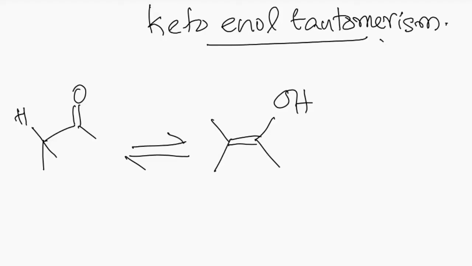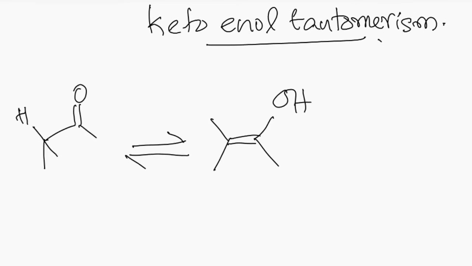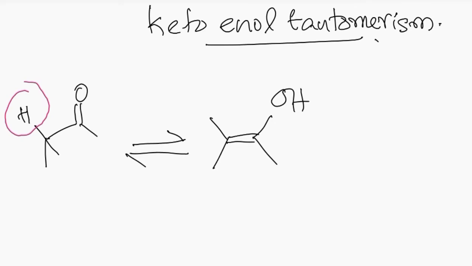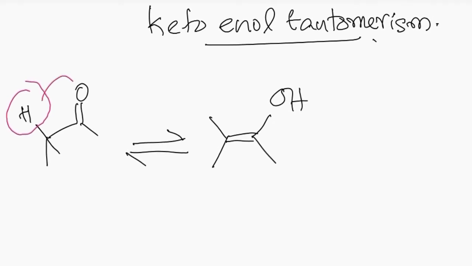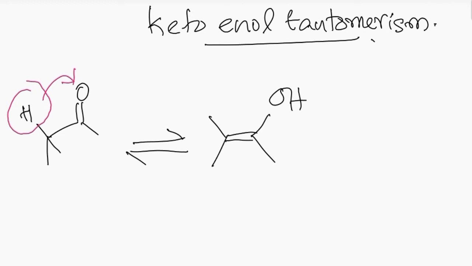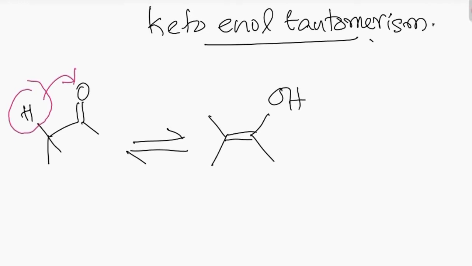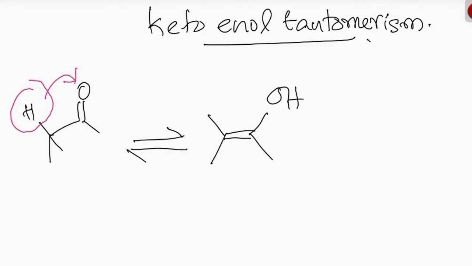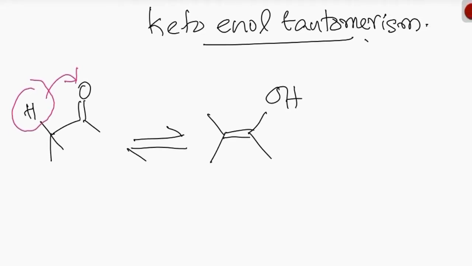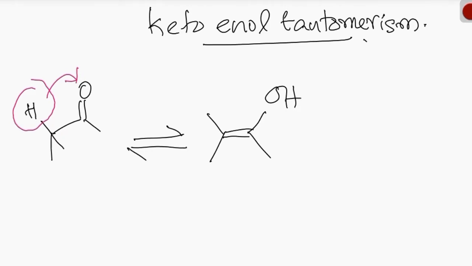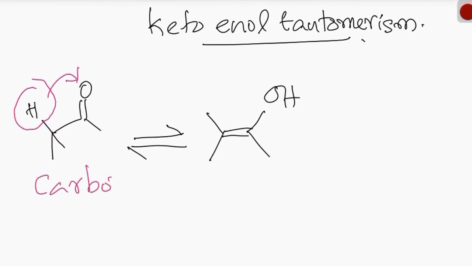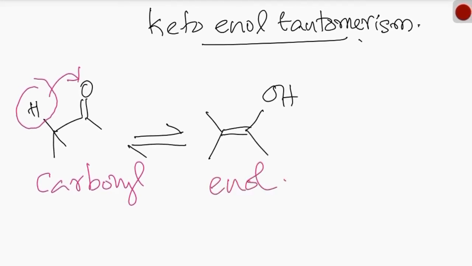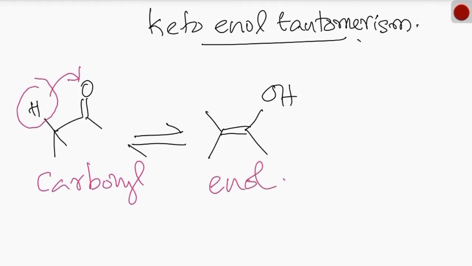The process whereby the hydrogen atom attached to the carbon atom of a carbonyl compound moves to the carbonyl oxygen atom is known as enolization or keto-enol tautomerism. The isomeric carbonyl and enol structures are tautomers.